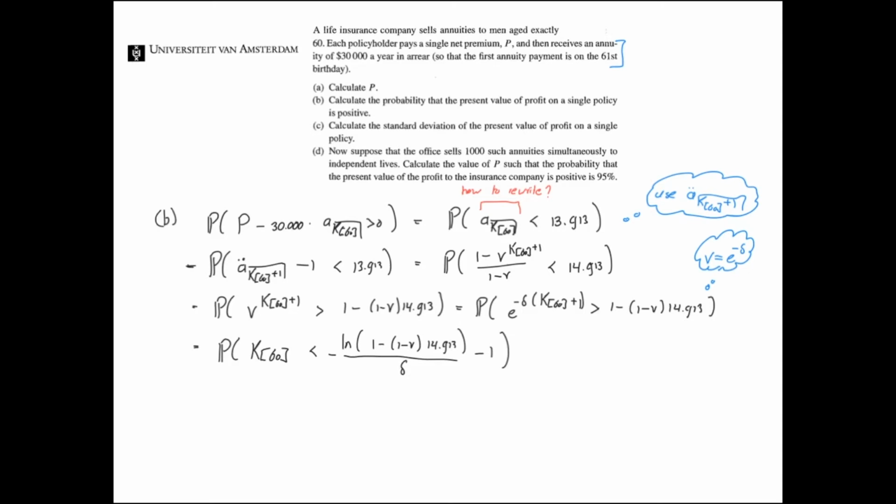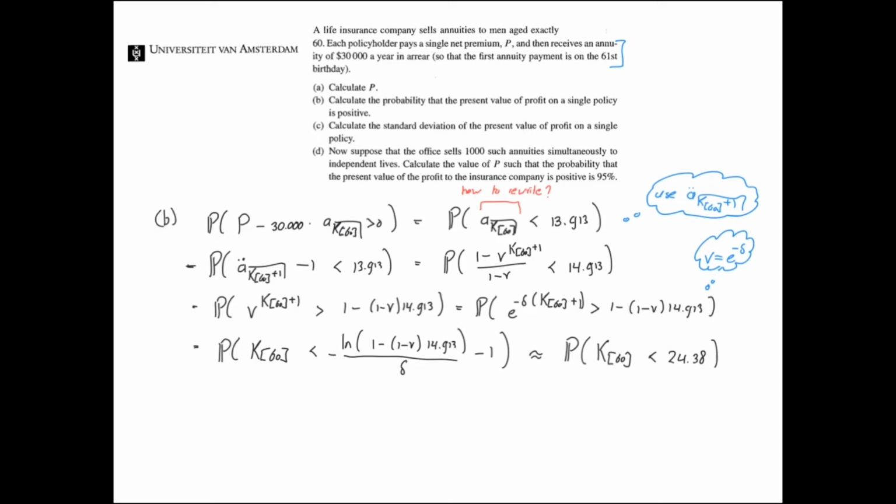All right, and so finally, if you plug this all in, the right hand side you can compute, because we know v and we know delta. So this boils down to the probability that K60 is strictly smaller than 24.38. Now all that is left to do is to actually compute this probability.